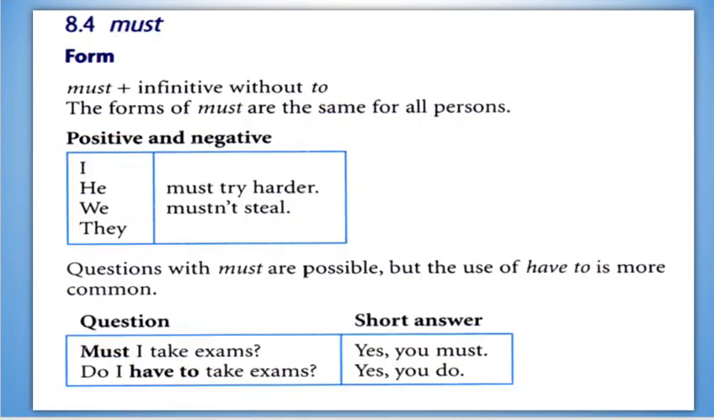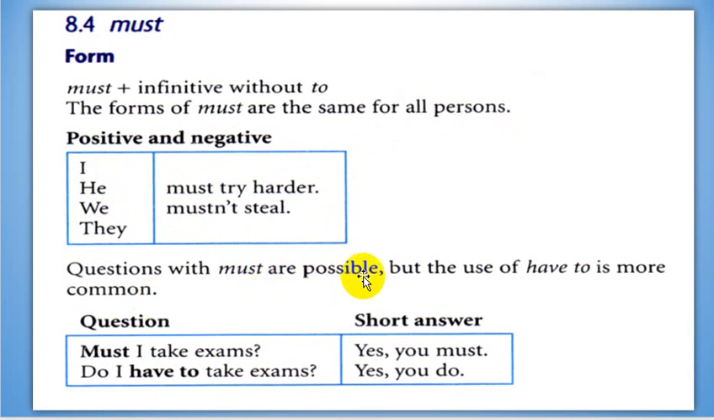Now, 8.4, the usage of must. Must plus infinitive without to. حالة حال should. The forms of must are the same for all persons. أيضا حالة حال should. In positive and negative statements, I must try harder. لكن must إلزامها أكثر. He must try harder. They mustn't. قلت إضافة N فارزة T. Mustn't steal. We mustn't steal.